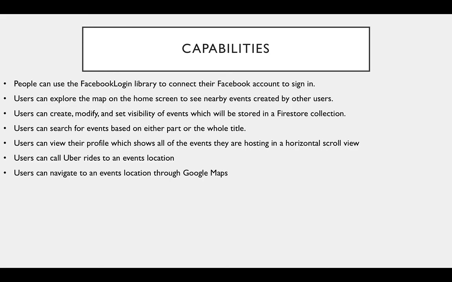Users can call Uber rides to an event location. It will open the Uber app, and you have the option then to press the call ride. It'll set up the entire flow. Users can also navigate to an event directly through Google Maps. It will open up Google Maps and create the navigation flow. All you have to do is press start.